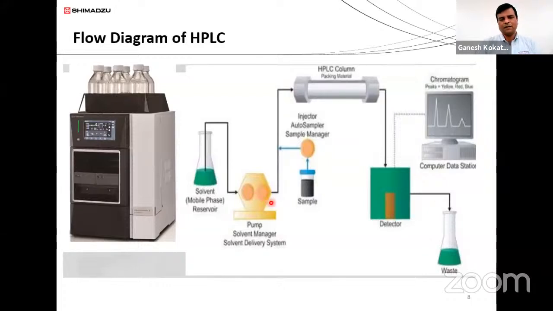After pumping, it goes towards the column, and before the mobile phase goes to the column, there is an injector, which we call a sampler or autosampler. We need to inject the sample into the mobile phase which is passing towards the HPLC column. After passing through the column, it goes towards the detector, which gives a signal that produces the output on the computer. And obviously the remaining solvent goes to waste.